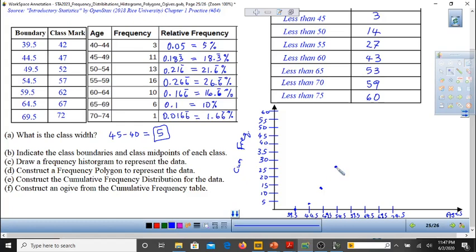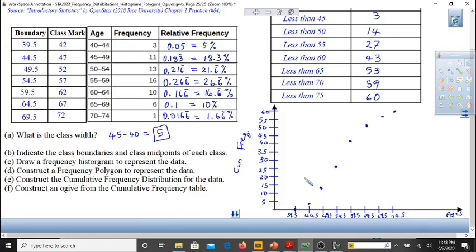And then we are at 43 at 59.5, so we're looking at about right here, and now I'm kind of estimating. And then we have 53 at 64.5, right about here. At 69.5, we're talking about 59, which is about right here. And then 74.5 is 60, which is about right there.